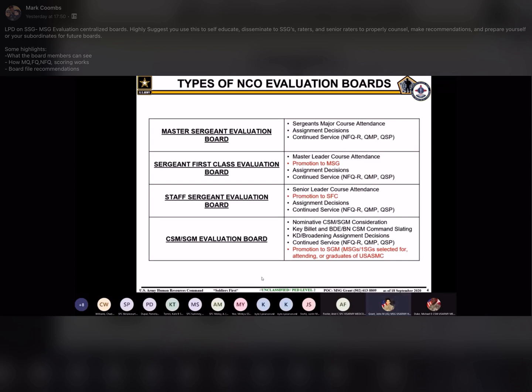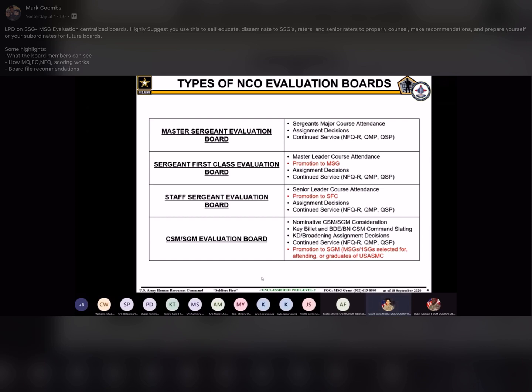Now the evaluation boards are based on the current rank that is being evaluated. So if it's the Master Sergeant Evaluation Board, we are evaluating Master Sergeants at that board, to facilitate those 3 things that you see on the right. No longer is it a Sergeant Major Training and Selection Board, it's a Master Sergeant Evaluation Board.